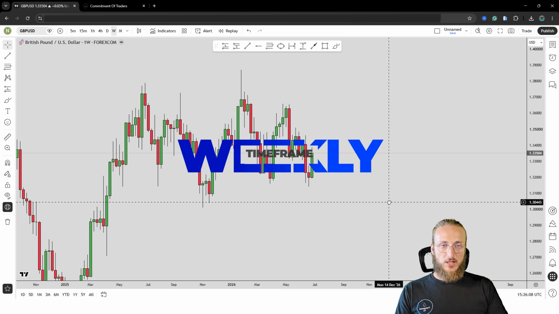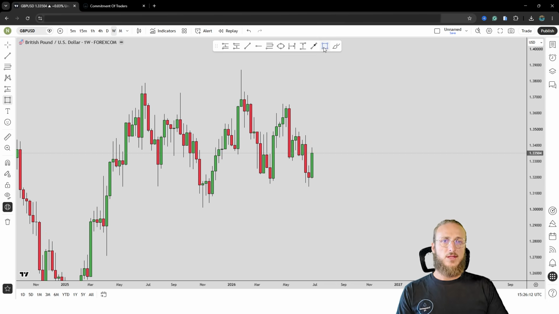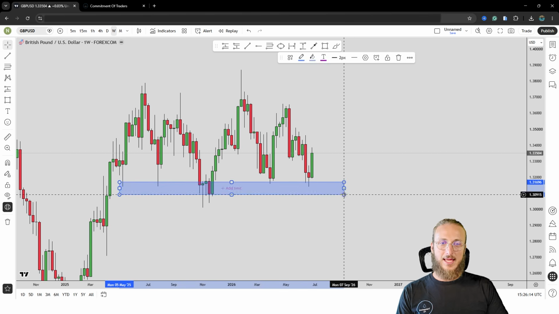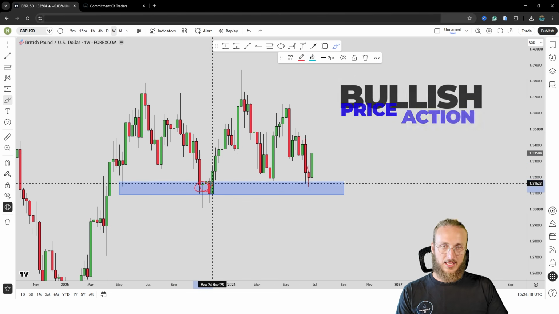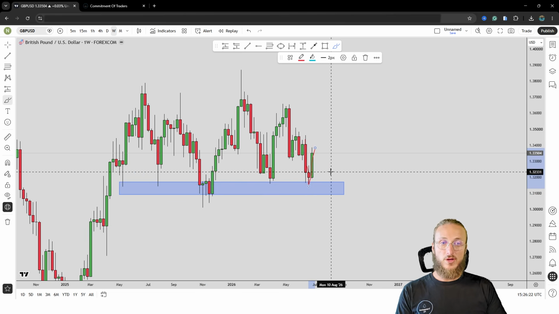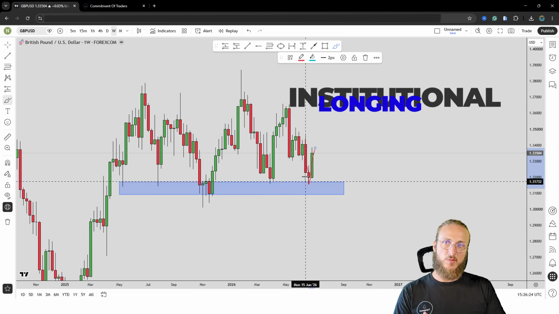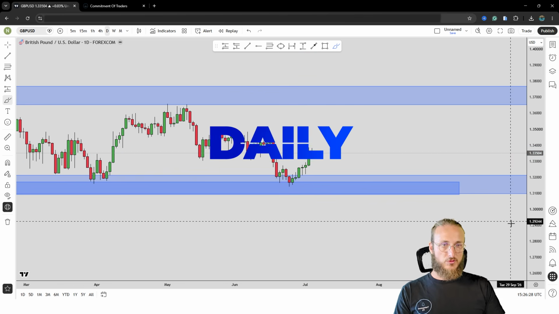Now, from a weekly perspective, what we can notice is that the rejection higher was very strong. The market tested the low of the range and immediately was rejected higher. It didn't even create a deep test like it did here. We just had a small test. Immediately, a strong institutional buying pressure entered the market, propelling the price higher. Dropping down to the daily time frame, what do we see?